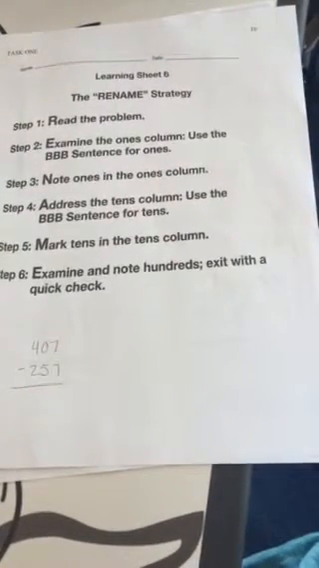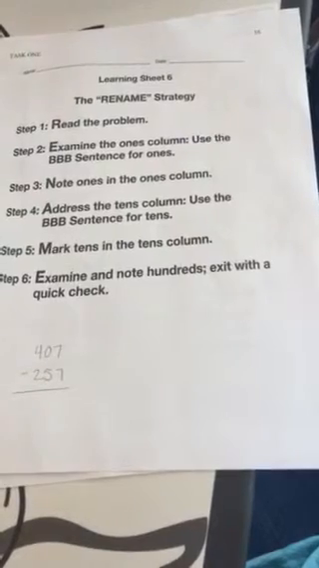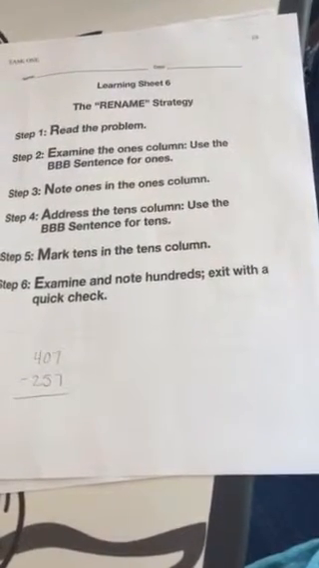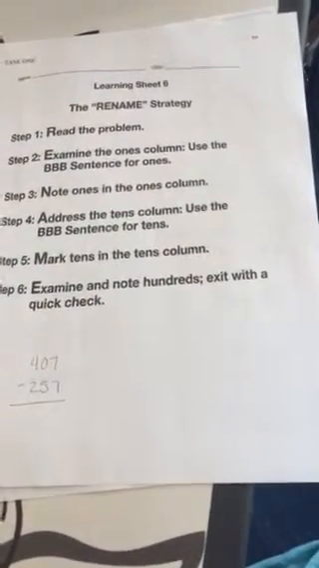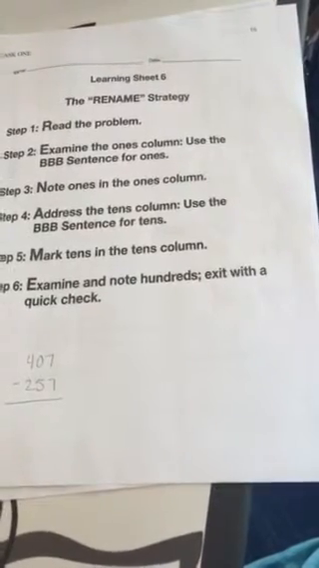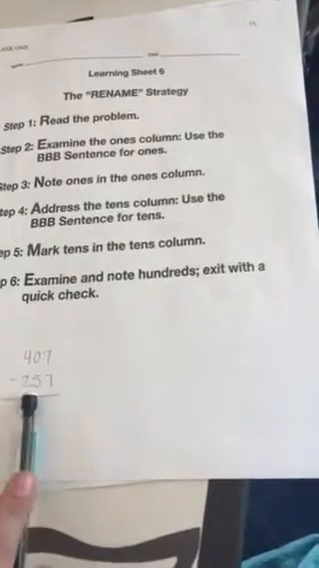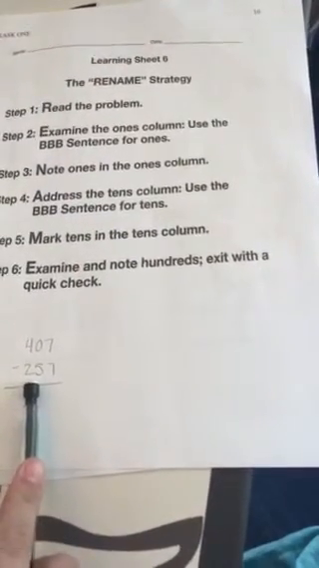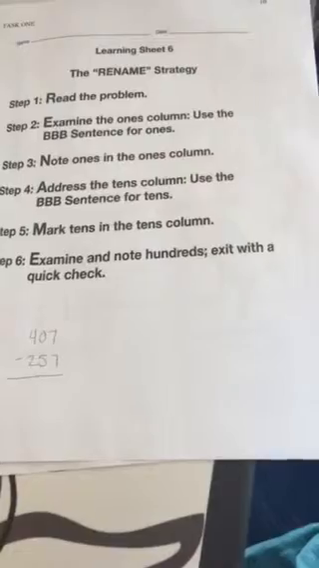Alright, the A reminds us to address the tens in the tens column and use the BBB sentence for tens. Bigger number on bottom means break down 100 and trade. I see that the bottom number 5 is bigger than the top number 0. So I need to trade.